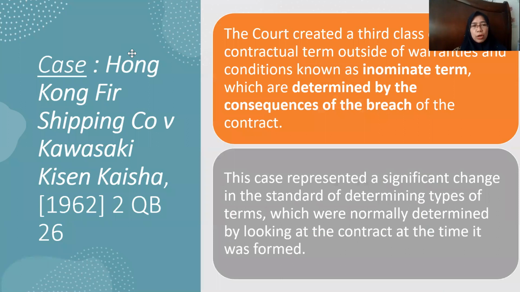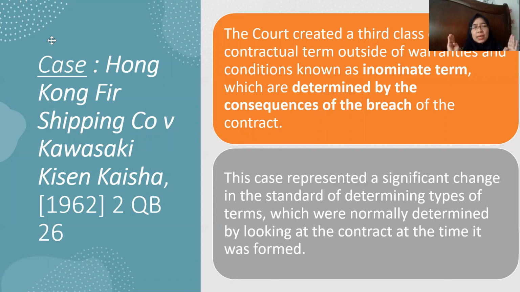So we have the common law case of Hong Kong Fur Shipping Company and Kawasaki Kisen Kaisha, 1962. This is the case in which the court created, important because why? The court created a third class of contractual term, outside of warranties and conditions. It was known as an innominate term. So how do we determine it? It is determined by the consequences of the breach of the contract.